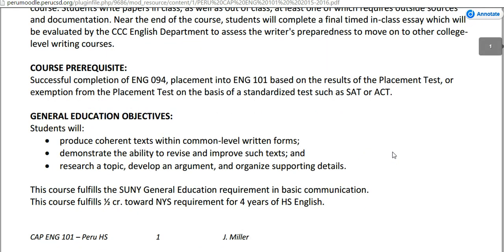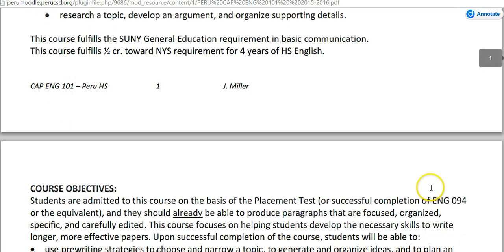And the general education objectives: produce coherent text with common level written forms, demonstrate the ability to revise and improve such texts, and research a topic, develop an argument, and organize supporting details. It fulfills the SUNY general education requirement in basic communication and a half credit towards the New York State requirement for 4 years of high school English.